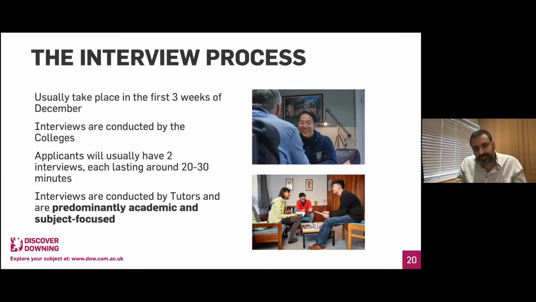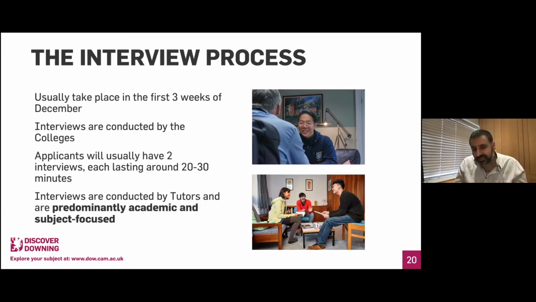Now, moving on, talk a little bit about interview process. Like I mentioned, this takes place in early December. You'll hear from the college, and in most cases, the college will be telling you who your interviewers are as well. The interviews are normally about 20 to 30 minutes long and will be predominantly based around academic discussion. Interviewers won't be spending much time asking you why you particularly want to study your subject at university, but will be going into more specific discussion around an academic topic.